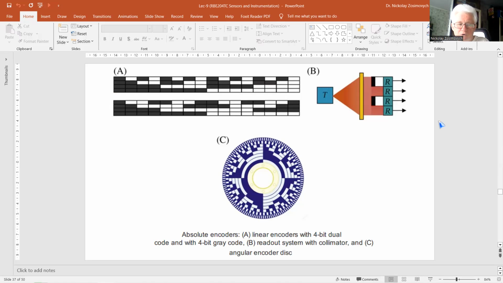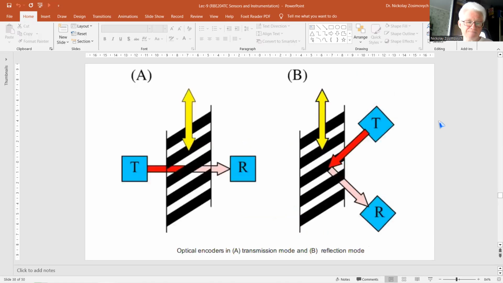An absolute encoder gives instantaneous information about the absolute displacement or the angular position. This figure gives examples of absolute encoder devices in transmission mode. Each discrete position corresponds to a unique code, which is obtained by an optical readout system that is basically a multiple version of figure A.